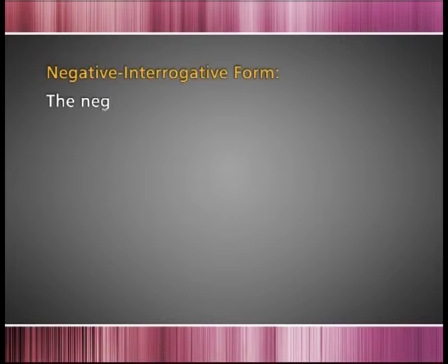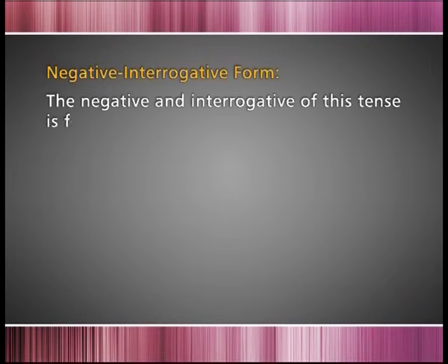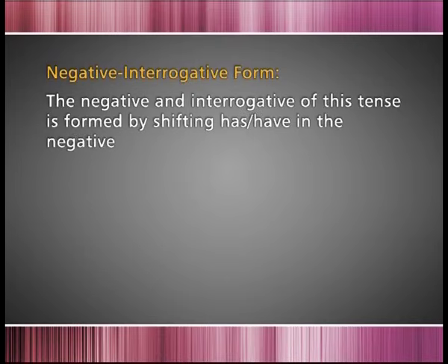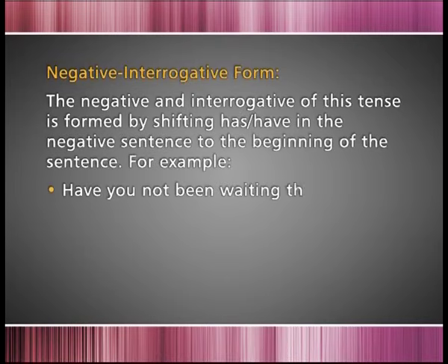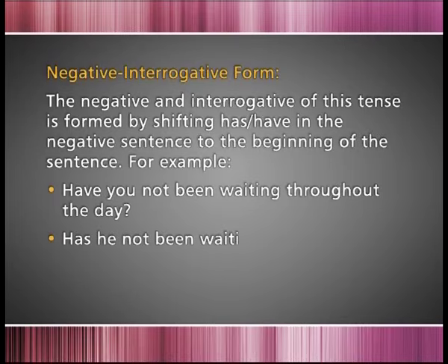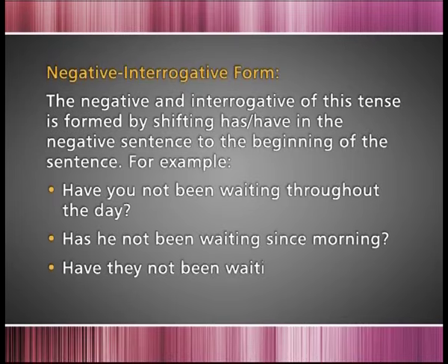Negative interrogative form. The negative and interrogative of this tense is formed by shifting has or have in the negative sentence to the beginning of the sentence. For example, have you not been waiting throughout the day? Has he not been waiting since morning? Have they not been waiting for a long time?